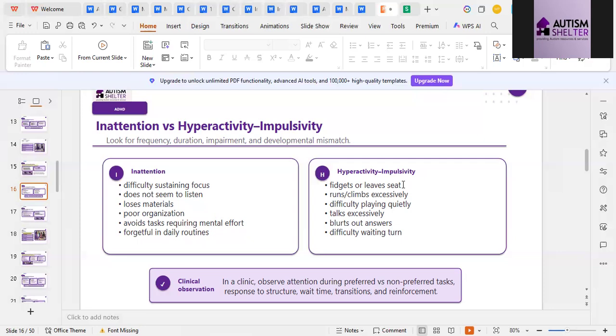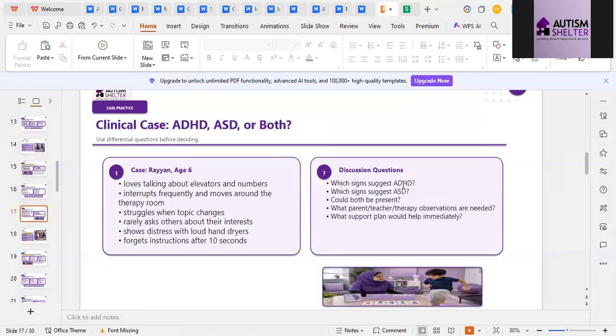Okay, this is a case, and you have to look at this: these are the presenting complaints of Rayan, 6 years. Okay, these are the things, and you have to make an assignment on this. This will be your assignment: what are ADHD and ASD, and how could both be present together. You have to look at this.